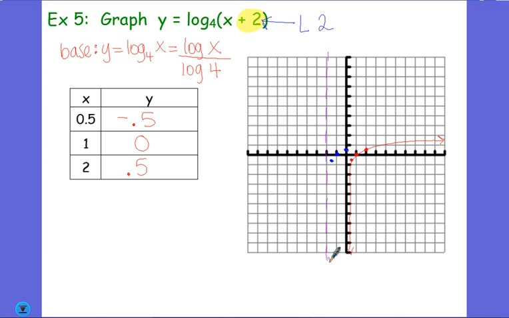left 2. So now you can go back and go up, up, up, up, up, up, up, hit my dots, curve, curve, curve, curve, curve to the right. Up, up, up, curve, curve, curve to the right. So not too bad. Let's try the next one together.